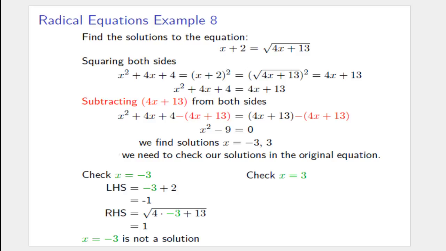What about x equals 3? On the left-hand side, we have 3 plus 2, which is 5, while on the right-hand side, we have the square root of 4 times 3 plus 13, which is the square root of 12 plus 13, or the square root of 25. This is 5. And since our left-hand side does equal our right-hand side when x equals 3, we can conclude that x equals 3 is a solution.